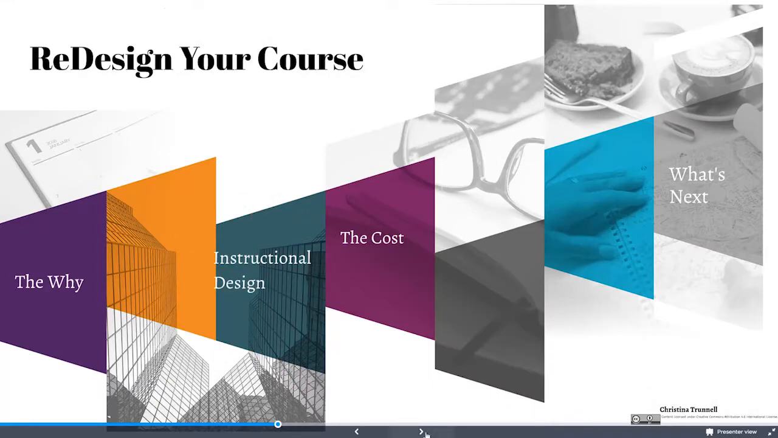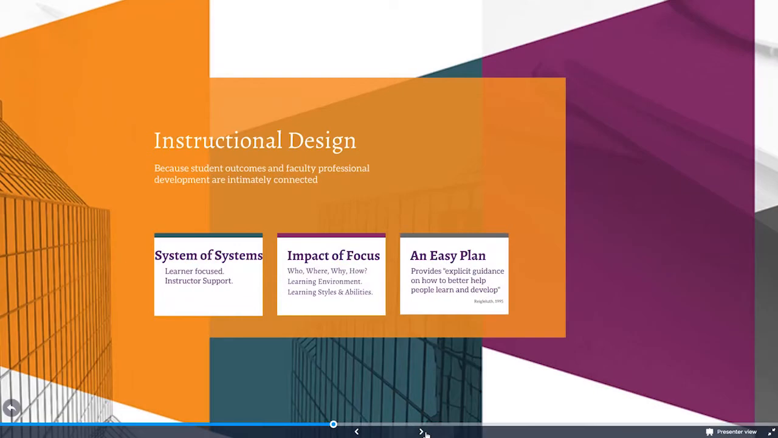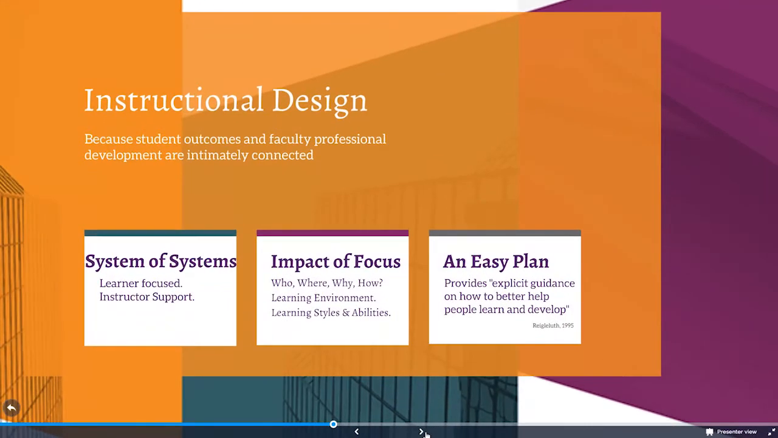So next we come to instructional design and some instructional design concepts. Now this class isn't going to be in depth about instructional design, but really give you some models and templates that you can use in any classroom.